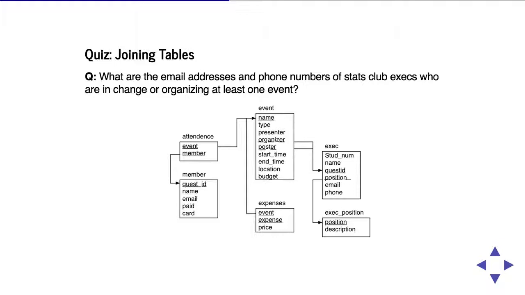So what are the email addresses and phone numbers of SAS club execs who are in charge of organizing at least one event? Basically, we need to join up execs and our event table here, and figure out the email addresses and phone numbers of execs who are in charge of organizing at least one event.